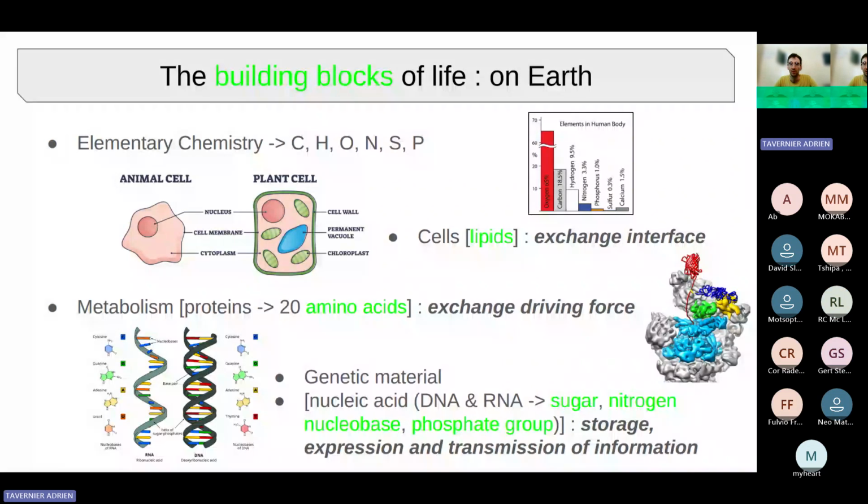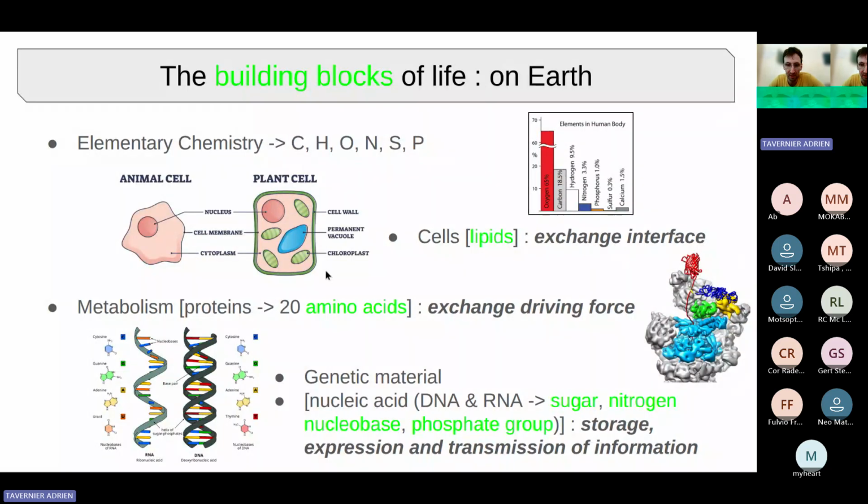So, the building blocks of life on Earth. If we consider the elementary chemistry, we have to focus on the elements carbon, hydrogen, oxygen, nitrogen, sulfur, and phosphorus. CHONSP are the most common elements you have for life, which is organic chemistry. On the right of this graph, you have the relative abundance of the different elements in the human body, but it's quite similar for life. First oxygen, then carbon, hydrogen, nitrogen, phosphorus, sulfur, and also calcium in our case, because we have bones. So this is elementary chemistry, which is organic chemistry.